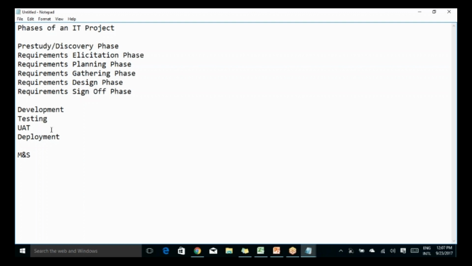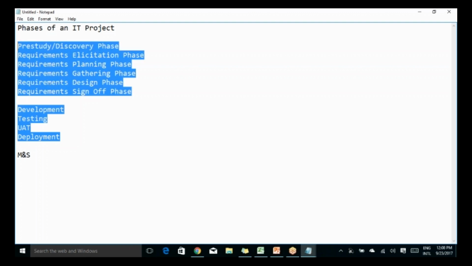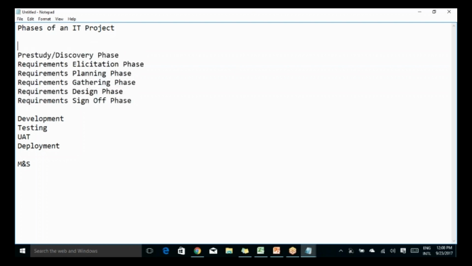the software build is moved to the user acceptance testing environment, wherein your customer, let's say Bank of America, would be testing the application and verifying whether it is meeting these requirements or not, and then your final deployment happens. This is where the majority of the work of a business analyst is focused on. 60% to this phase, 40, I wouldn't say 40, 30% to this phase, and the rest 10% to this phase.